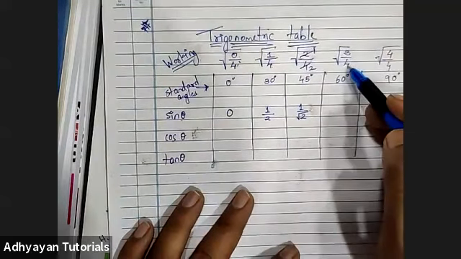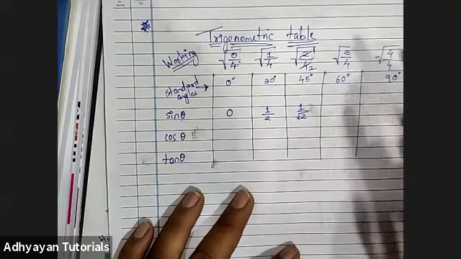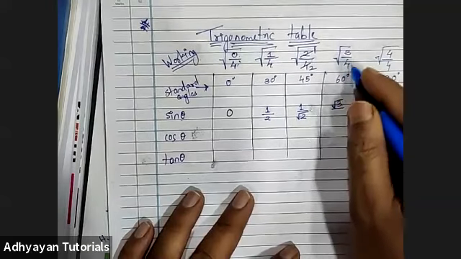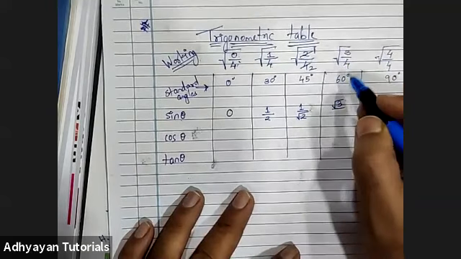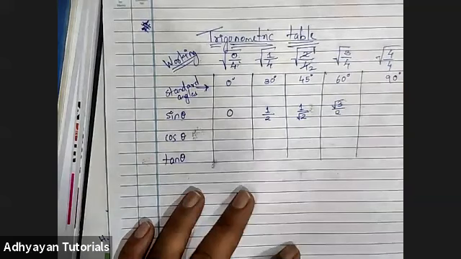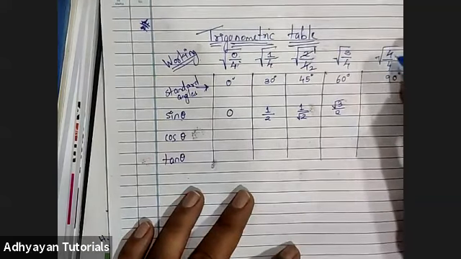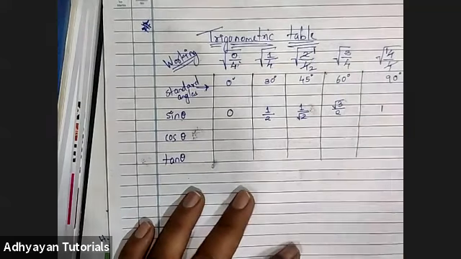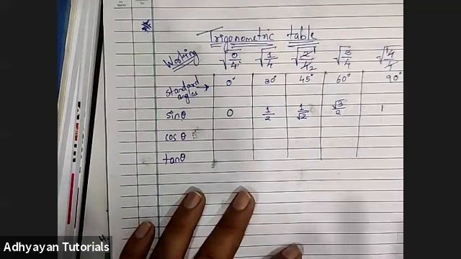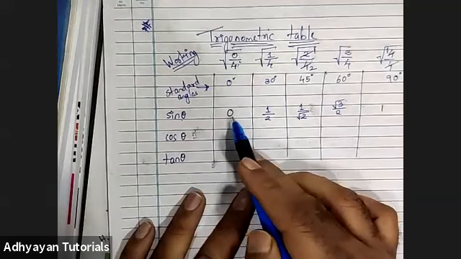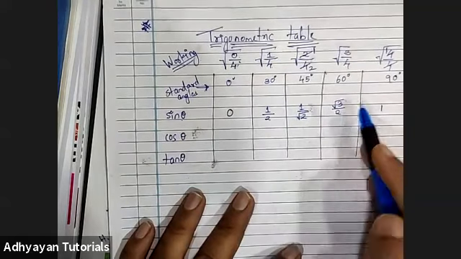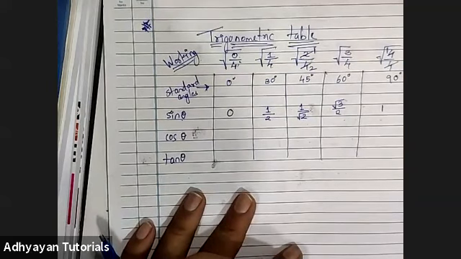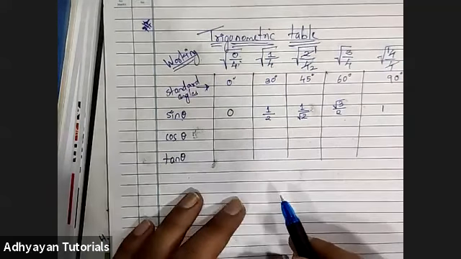Now 3 upon 4 cannot be simplified, and root 3 is not a perfect square, so root 3 will stay as it is upon the root of 4. Since 4 is a perfect square, what will the root of 4 be? 2. Now 4 and 4, we can simplify them. That is 1 upon 1. The root of 1, children, is 1. I hope everybody has understood how this came. 0, 1 upon 2, 1 upon root 2, root 3 upon 2, and 1. Correct? 1 upon 1 is nothing but 1.